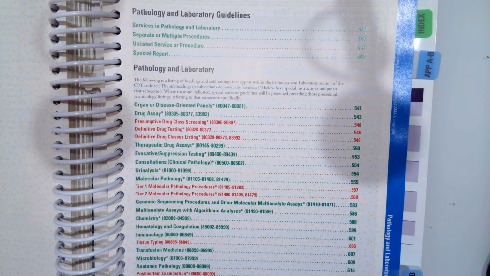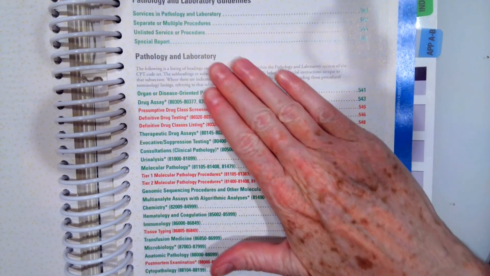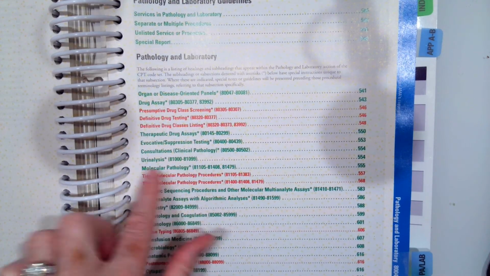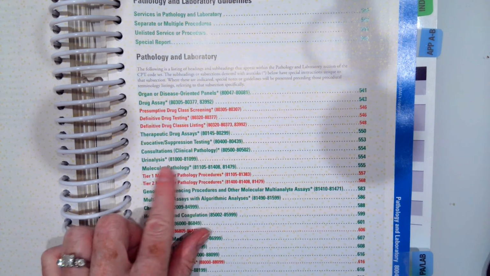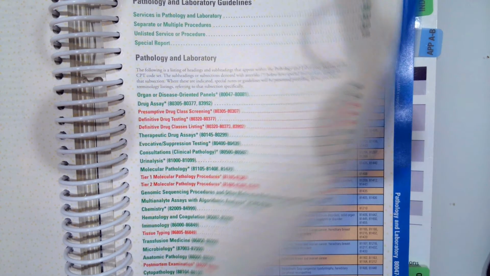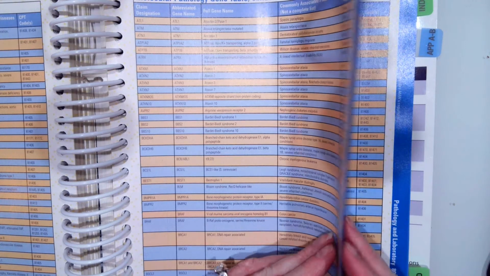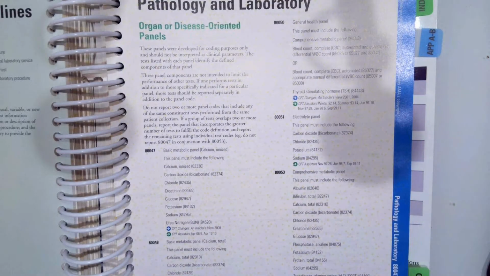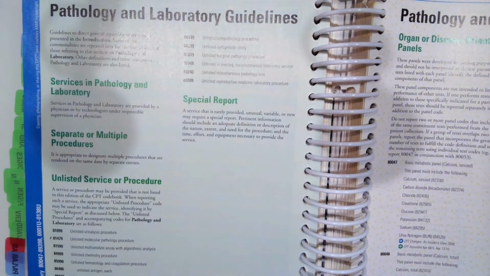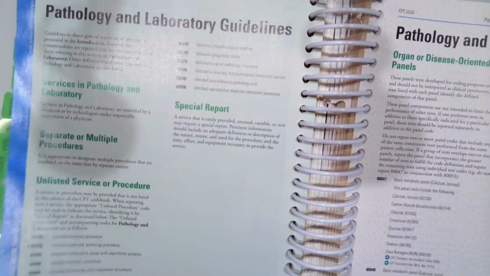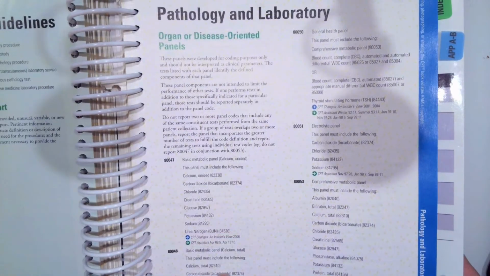Again, just like all the other sections, the guidelines are outlined here, then the different subsections you will find: organ or disease panels, drug assays, therapeutic drug assays, suppression testing, clinical pathology, urinalysis, molecular pathology, chemistry. I won't read these all. You can look at the titles. Then the molecular pathology gene table is quite a few pages, so if we skim past that, then we go to the Path and Lab guidelines. Again, it explains the unlisted codes, a special report if needed, and then the tabular section actually starts.